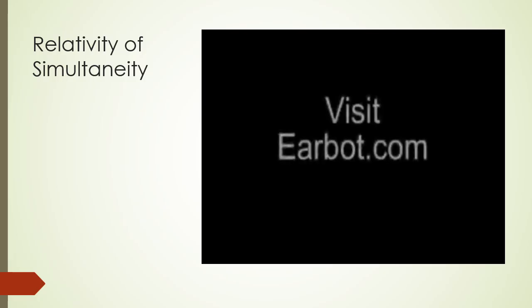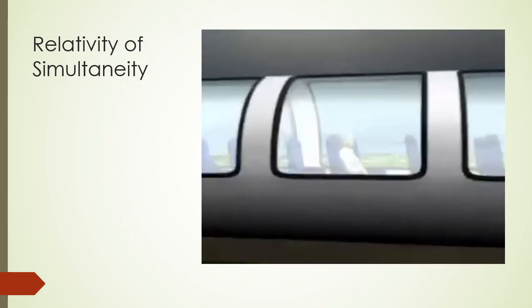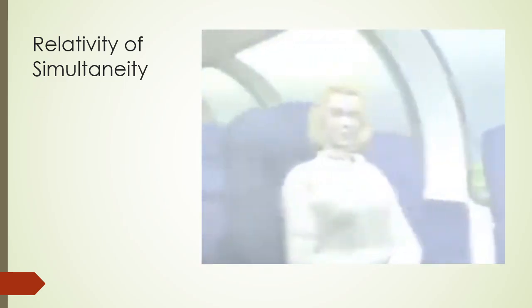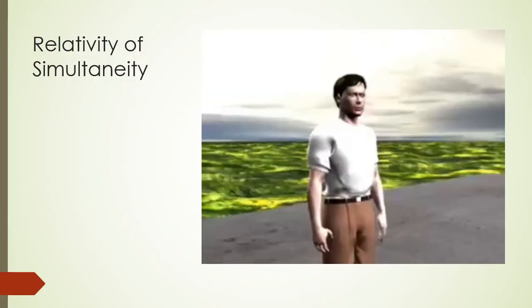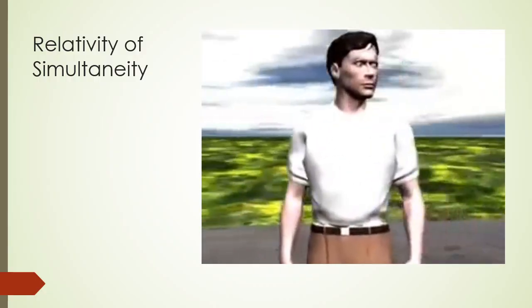Alright students, let's take a quick look at this animation from a YouTube video that shows us how two events can be simultaneous to one observer and yet not simultaneous to another observer. So in this setup, there's a train moving past the platform. Imagine two observers, one seated in the center of a speeding train car, and another standing on the platform as the train races by.